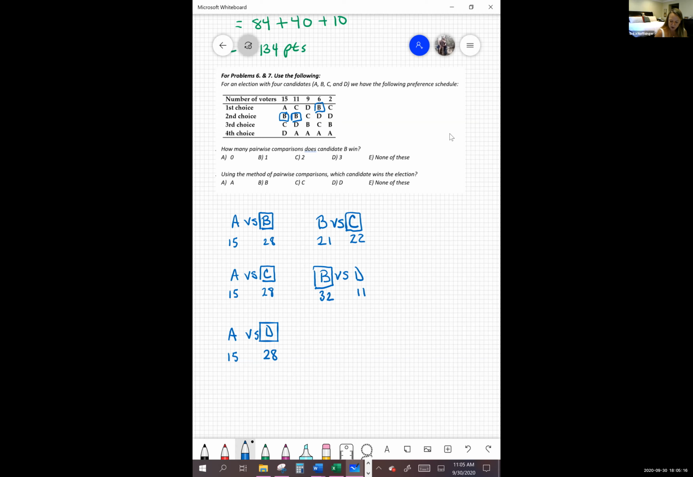So one more comparison, and that is C versus D. So C wins first column, C wins second column, C wins third column. Actually, no, it doesn't. D does. D wins again, and C wins the last column. Okay, so they won 15 plus 11 is 26 plus 2, 28 votes, versus D, which had 9 plus 6, which is 15. So C won.